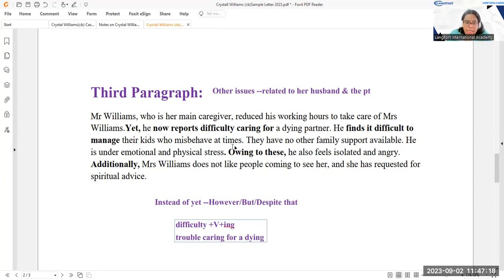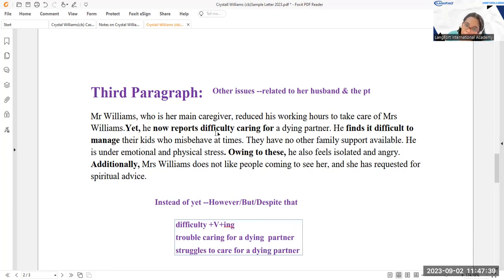So instead of difficulty, you can say trouble caring for a dying partner, or you can say he struggles to care for it. Now he reports struggles to care for a dying partner. Okay, it's up to you. Okay, all right. Then the next one, he finds.